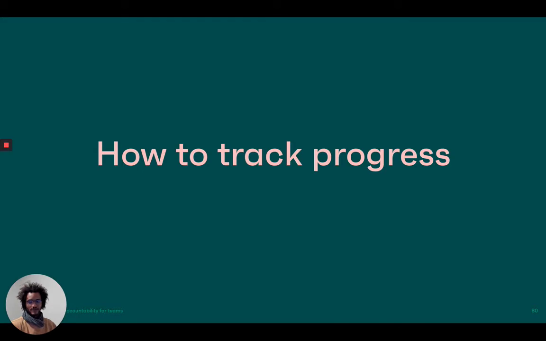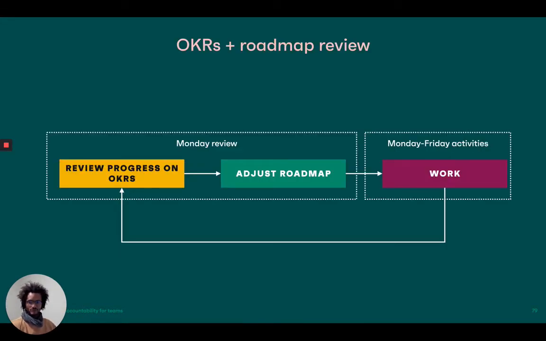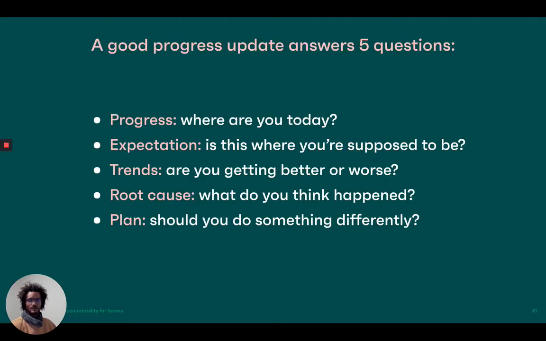You need to give your team enough time to finish the work. Now, about how to track progress, this is going to be focused on the OKRs part, and I really want to talk about how you do this progress review every week. When you update progress on something like a key result or a goal, there are 5 questions that you need to answer, and those 5 questions need to be answered every week.